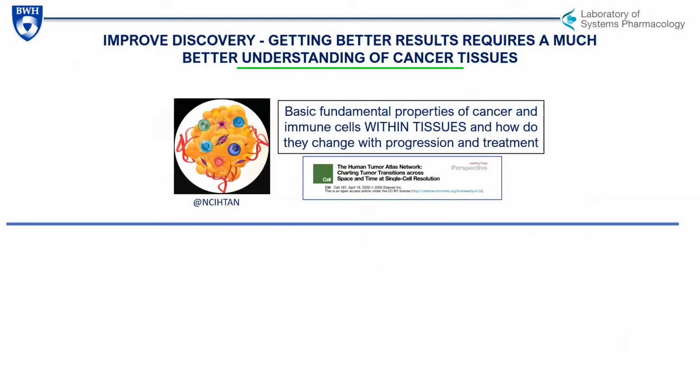But the main driver for this is the need for improved discovery, and that's one of the goals of the Human Tumor Atlas Network, which we're a part of, the HTAN. And this is our perspective article written here, which I recommend you read if you want to have a view of the goals of tissue atlasing for improving human disease.